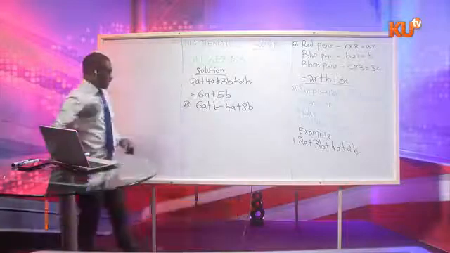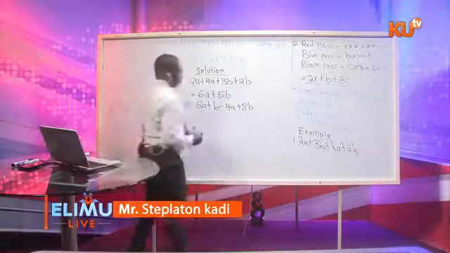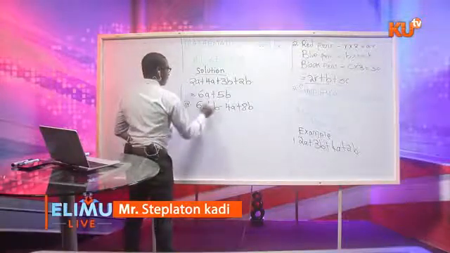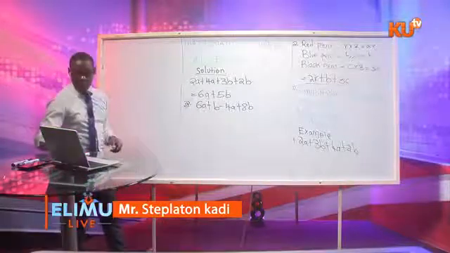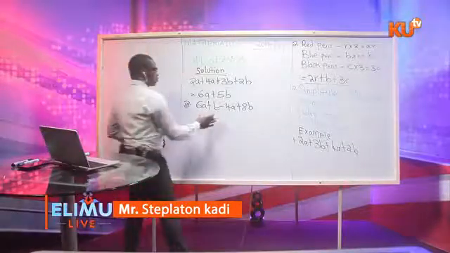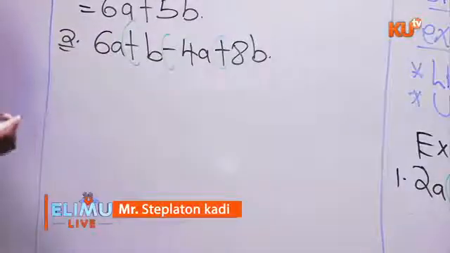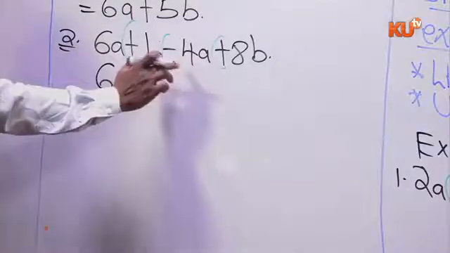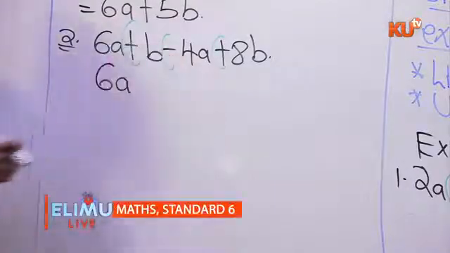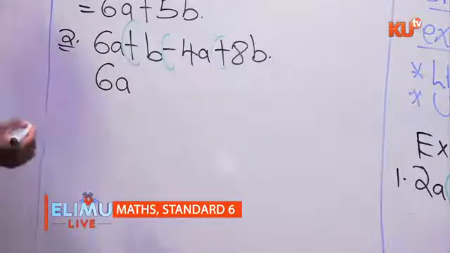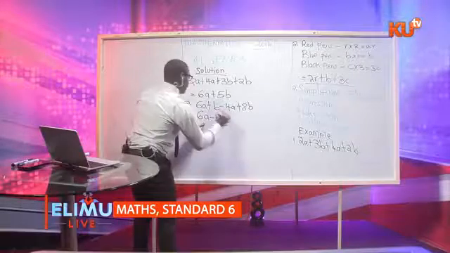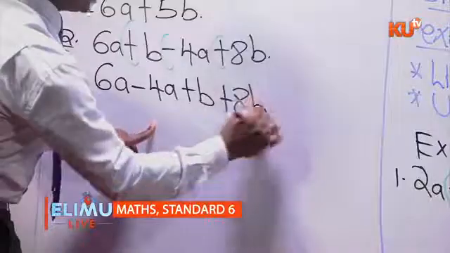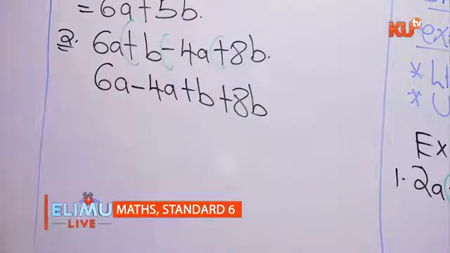The first thing is to look at the sign and you share the sign. So you take 8b with its sign. So that is the first thing, you share the signs. After sharing the signs, you collect the like terms. The like terms here is 6a. Remember, we are taking 4a, which has a negative sign before. So we pick the number and the negative sign. So 6a minus 4a, we come to b plus 8b. So we have now collected the like terms.